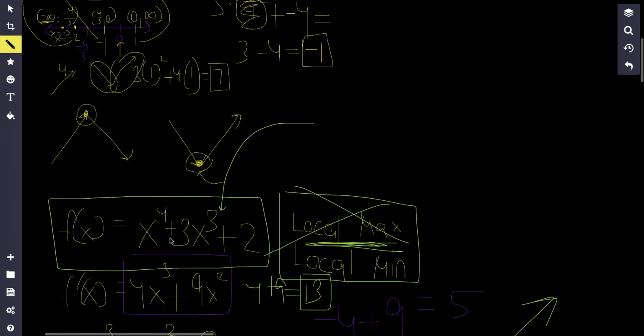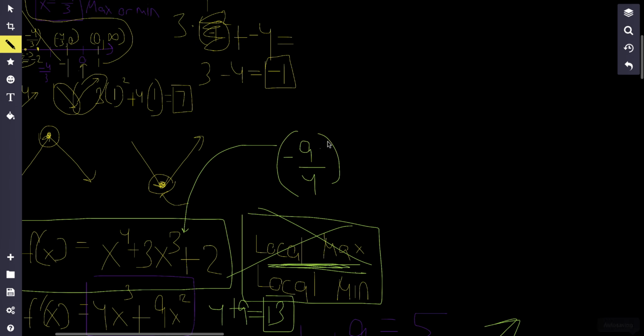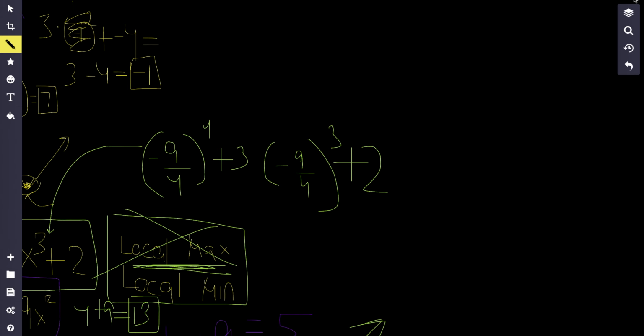So if I plug in negative 9 over 4 into my x value, I get negative 9 over 4 to the fourth power plus 3 times negative 9 over 4 to the third, plus 2. All right, now I'm just going to use my calculator.